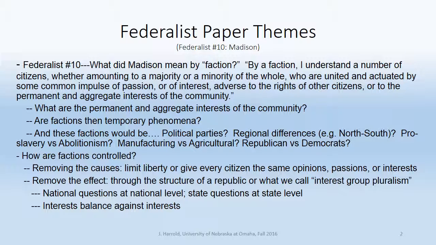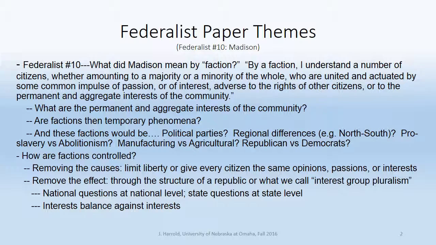That would be, in his context, North versus South. Was he talking about pro-slavery versus abolitionism? Was he talking about manufacturing versus agricultural, Republican versus Democrats? And that Republican versus Democrats there means people who favored a more Republican, small r, kind of government with representative democracy or direct democracy.